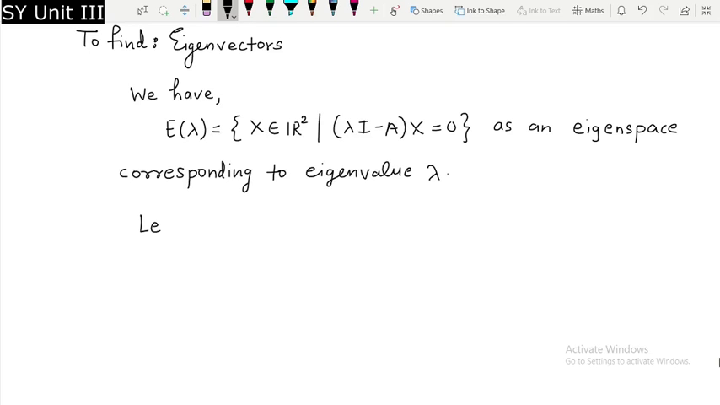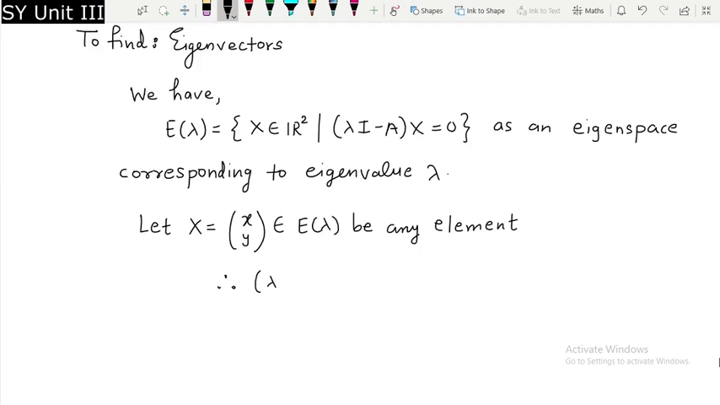Now I will take one vector from this eigenspace. Okay, so let x is equal to xy belong to E of lambda, be any element, so that it will be easier for us to do the calculation. Therefore lambda I minus A outside x will be equal to 0. This will imply, lambda I will be lambda 0 0 lambda, it is I2 actually, right? Minus, and what is my A matrix? 1 2 3 2.